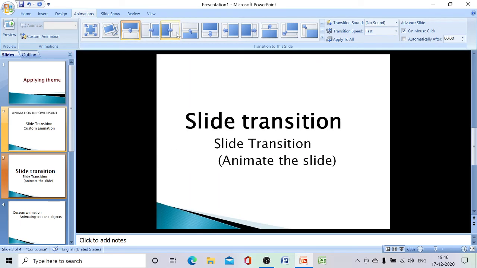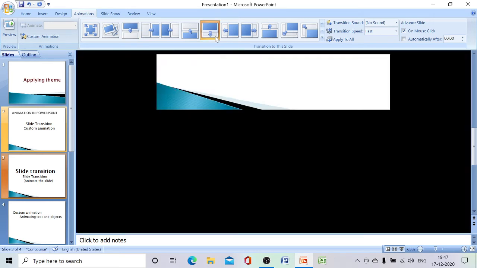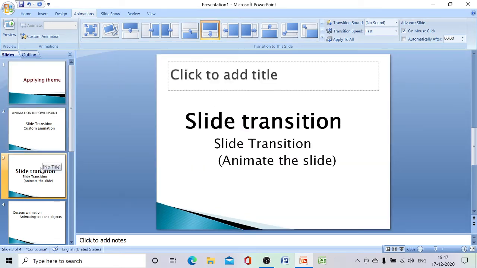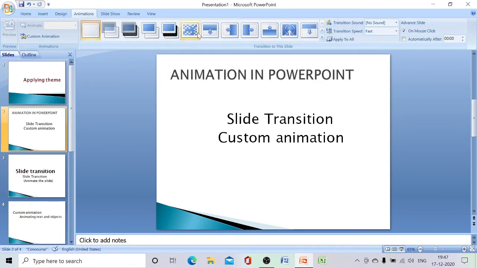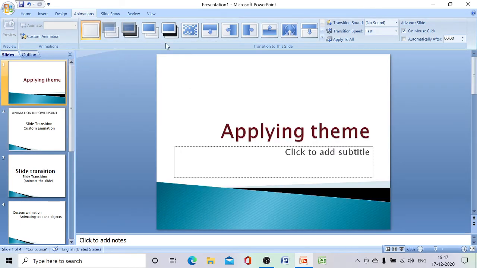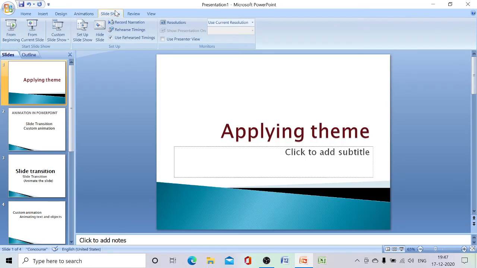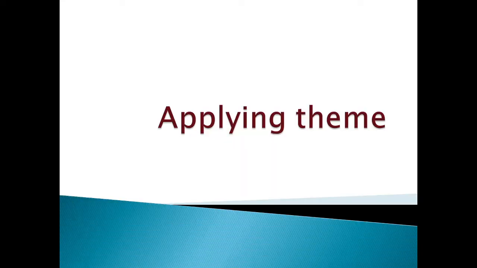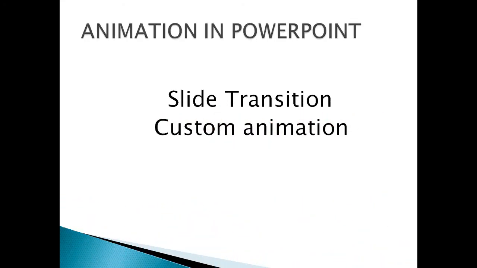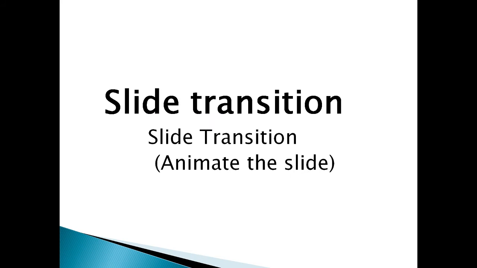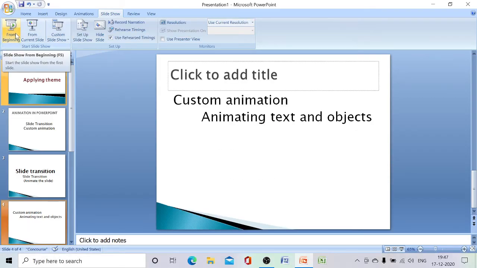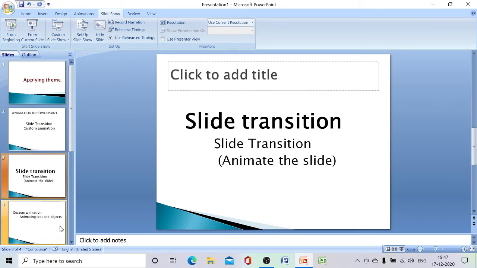Okay, so this is the way to make a slide transition effect. For the second slide also let us give it, and the first slide also let us give it. Okay, then let us go to the slideshow option, and from the beginning, see, can you see the changes? How the slide is appearing? Yes, so that is the way of slide transition.